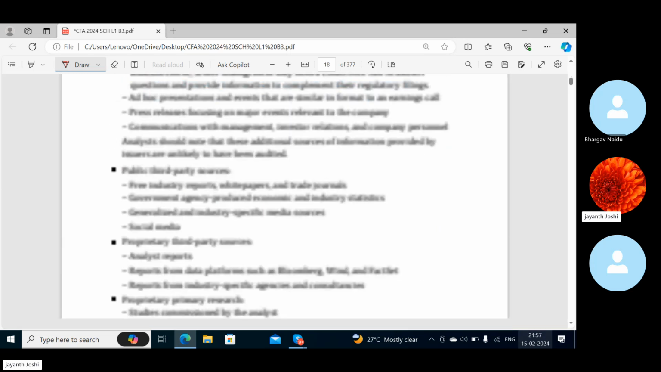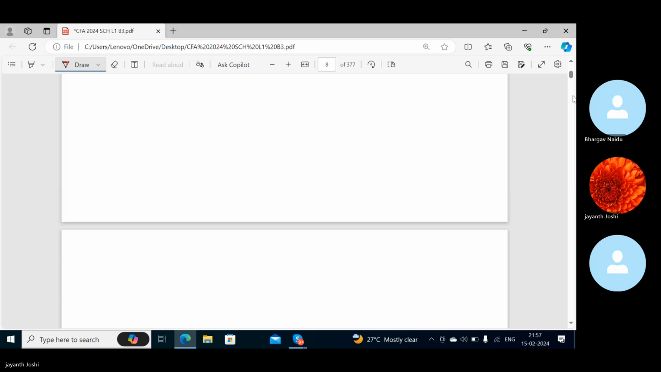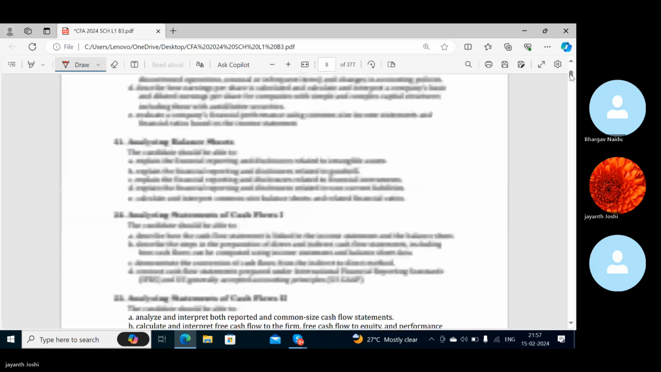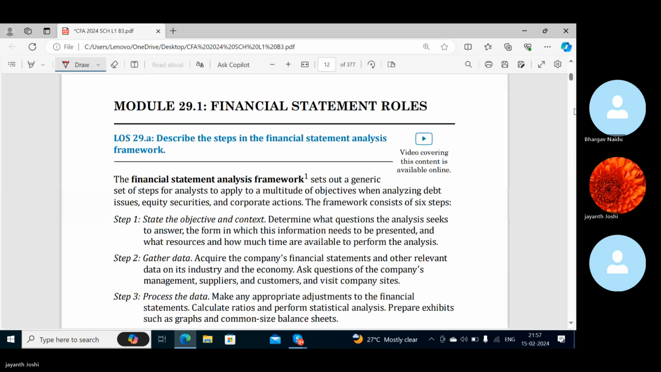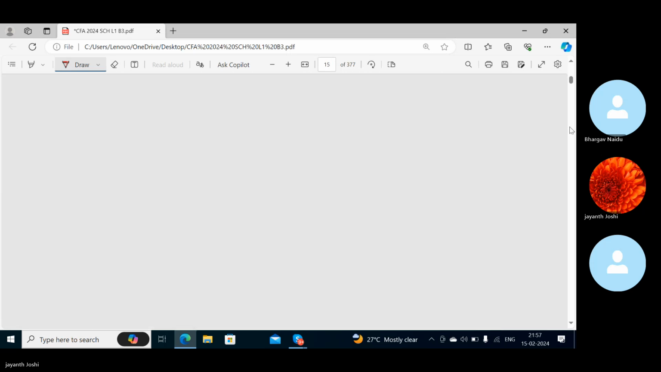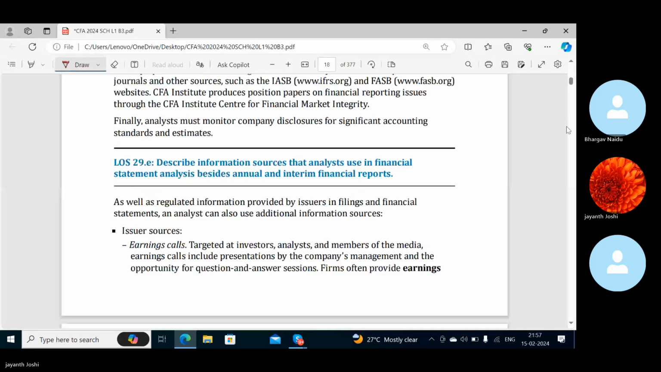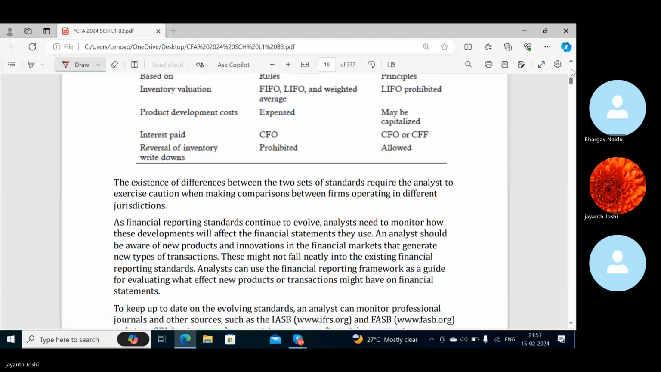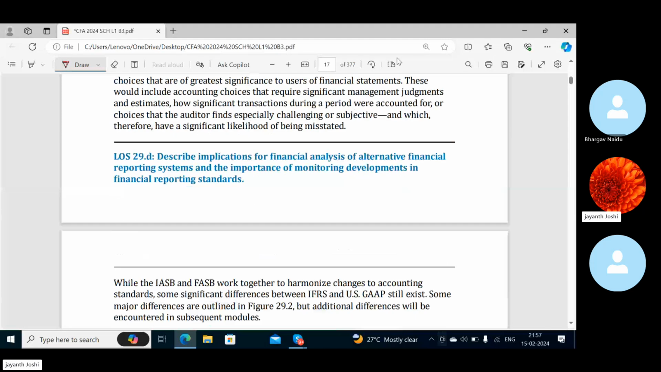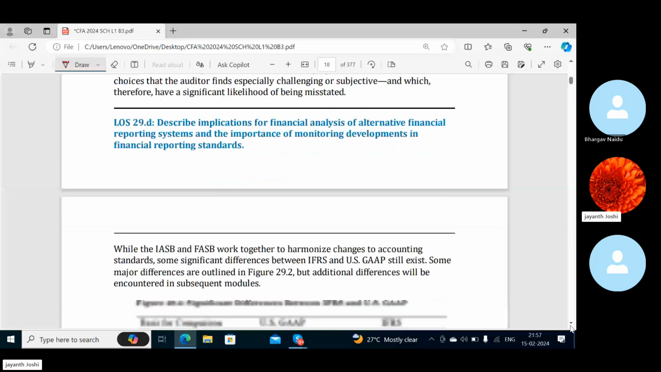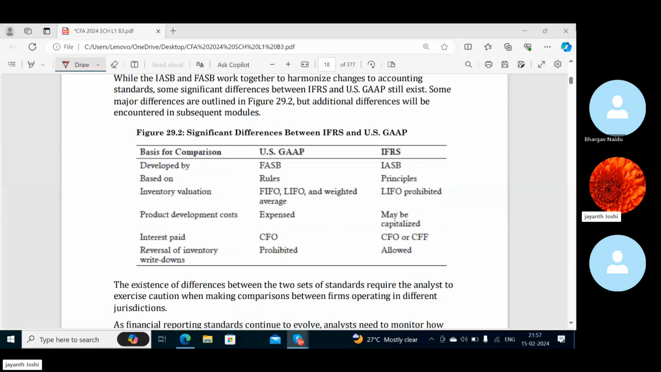And then comes the next point. Certain differences you should understand between these two standards, IFRS and US GAAP. So, basis of comparison: US GAAP is prepared by the FASB board, IFRS is prepared by the IASB board. Yesterday I explained everything to you. Rule based, principle based, inventory valuation.